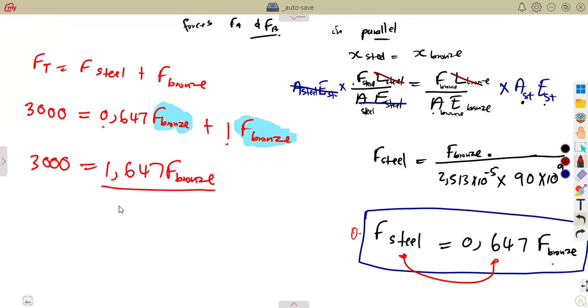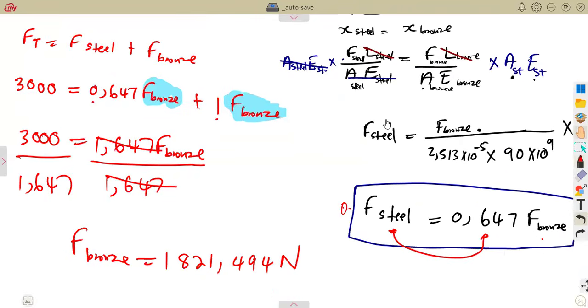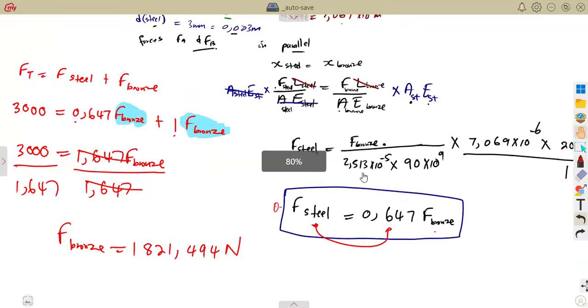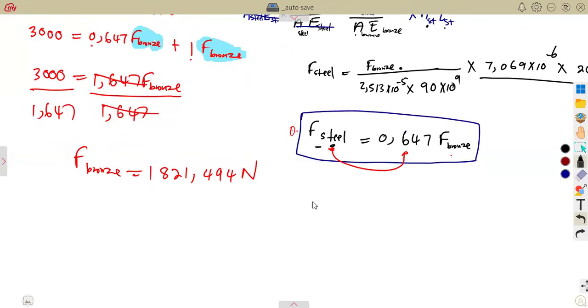So we need the force affecting the bronze. So divide by the decimal, 1.647 both sides, just like that. So this was going to give us the force that is affecting the bronze, which is 1,821.494 Newton, right? Which you can convert to kilonewton, or you can just leave it like that, guys. We have worked with a lot of things. Let's just leave this one like this. So with this one, now we can determine the force of what? Of steel.